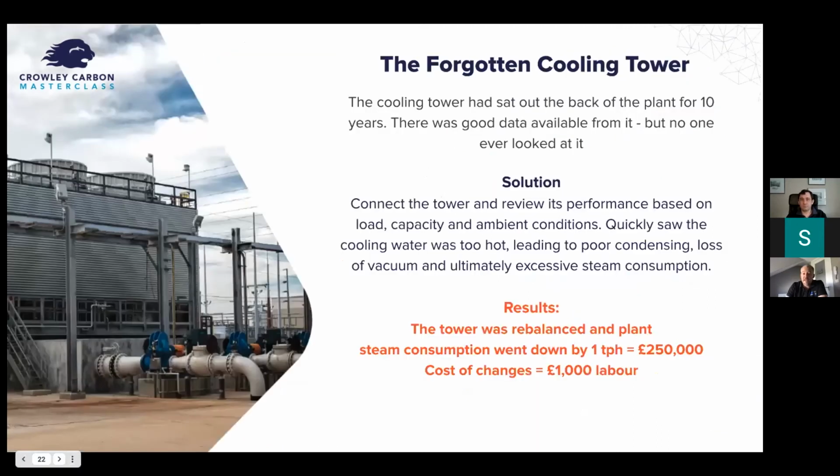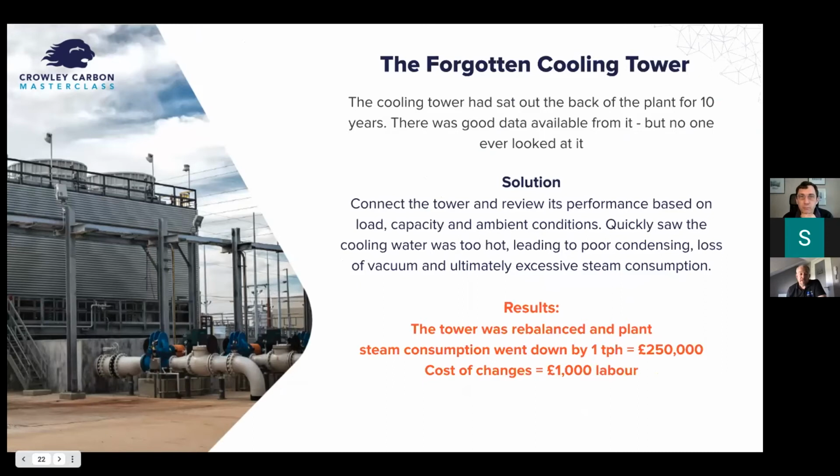An example just of getting organized is the forgotten cooling tower sitting at the back of the plant, with good data available on it, I think, from local PLCs. No one really looked at it. There was maybe a technician going around checking it was performing, and so on. Once it was connected and into our platform, we were able to look at its load, the capacity, the ambient conditions, and very quickly deduced that the cooling water was not as cool as it could be.